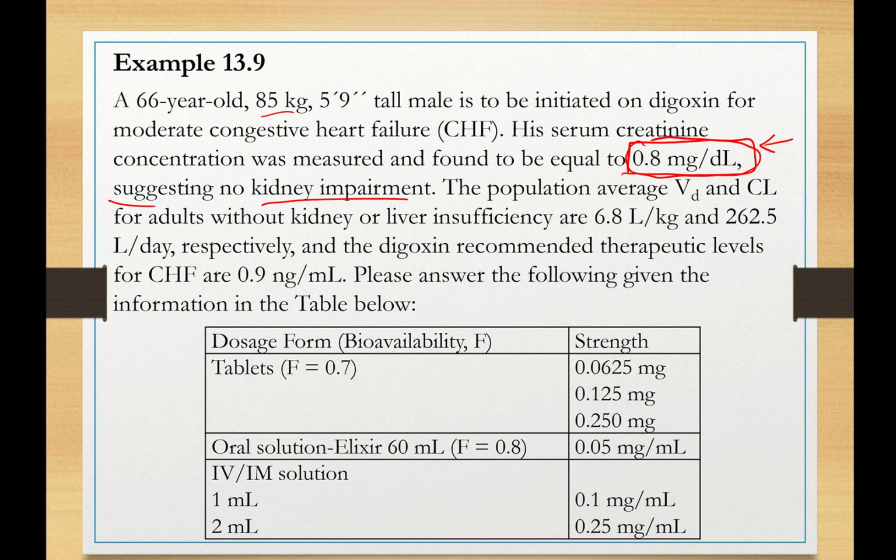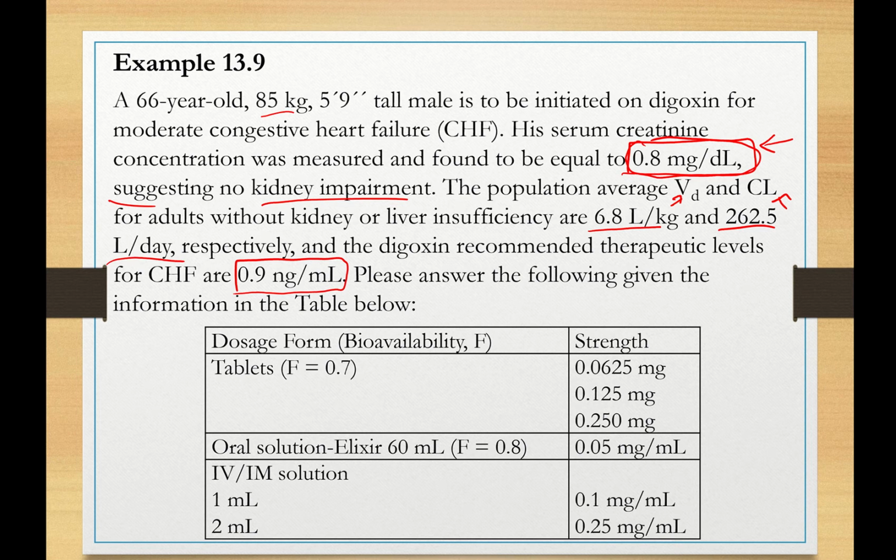The population average VD and clearance for adults without kidney or liver insufficiency are 6.8 liters per kg. So this is my VD. And 262.5 liters per day. So this is my clearance. And the digoxin recommended therapeutic level is 0.9 nanograms per mL. Please answer the following given the information in the table below.